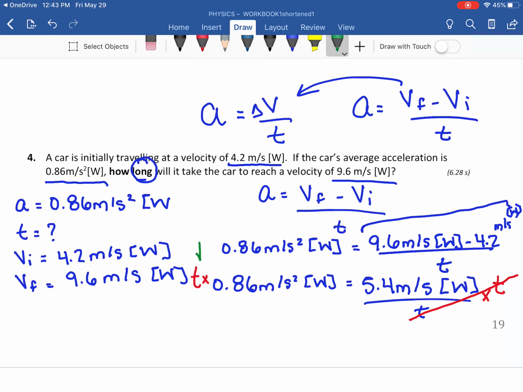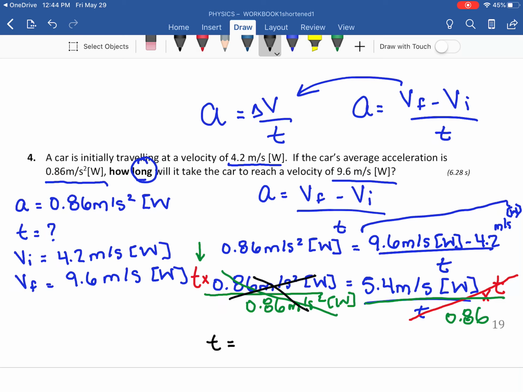My next step is still to isolate that t. So I am now doing the opposite operation and dividing out the 0.86, and I do that to both sides. Divide by 0.86. These cancel here. What I'm left with is t equals, so this has all canceled, 5.4 divided by 0.86, which leaves me with 6.27906, which we will round up to 6.28.